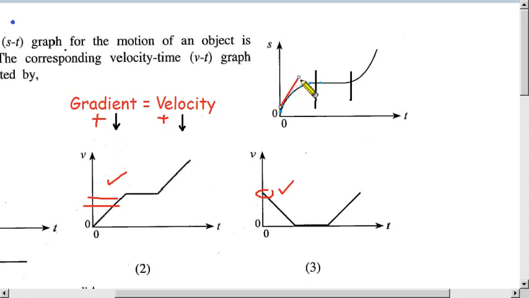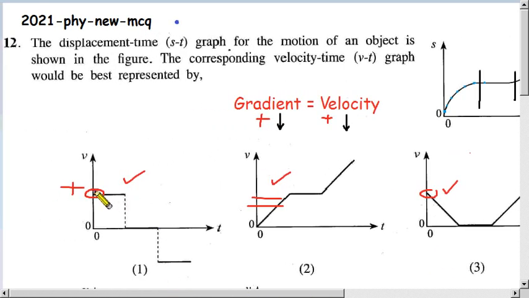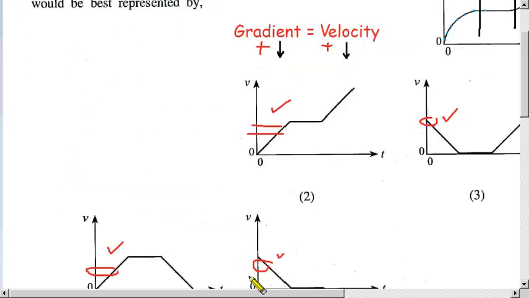What happens to the gradient? The gradient little by little decreases along the first part of the graph. That means the velocity also must decrease. Since the gradient is decreasing along the first part of this graph, the value of the velocity must be decreasing. In this graph you don't see any decrease. It is constant here, it is not decreased. So this one is totally wrong. Therefore let us delete this one, it is wrong.